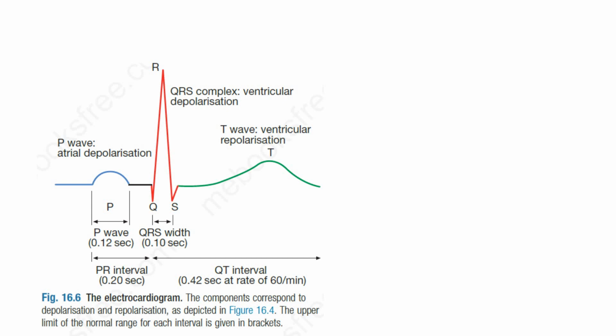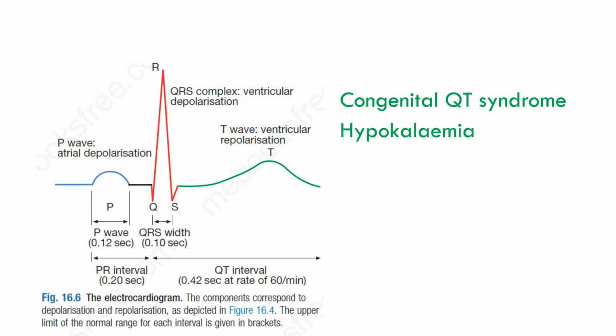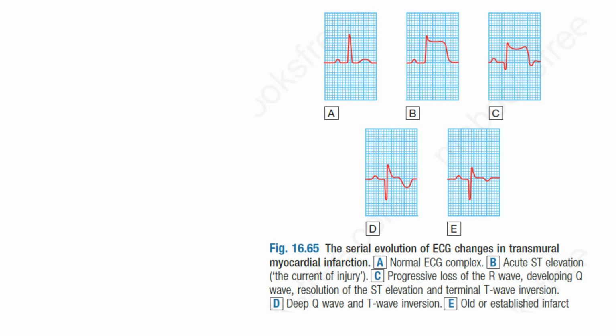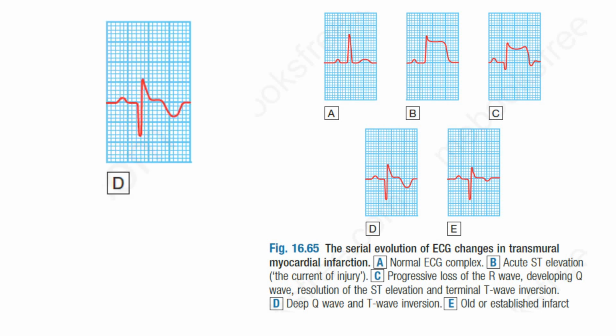Now come to T wave. T inversion occurs in congenital QT syndrome, hypokalemia, hypomagnesemia, hypocalcemia, and some drugs. Here figure D shows T inversion in transmural myocardial infarction.